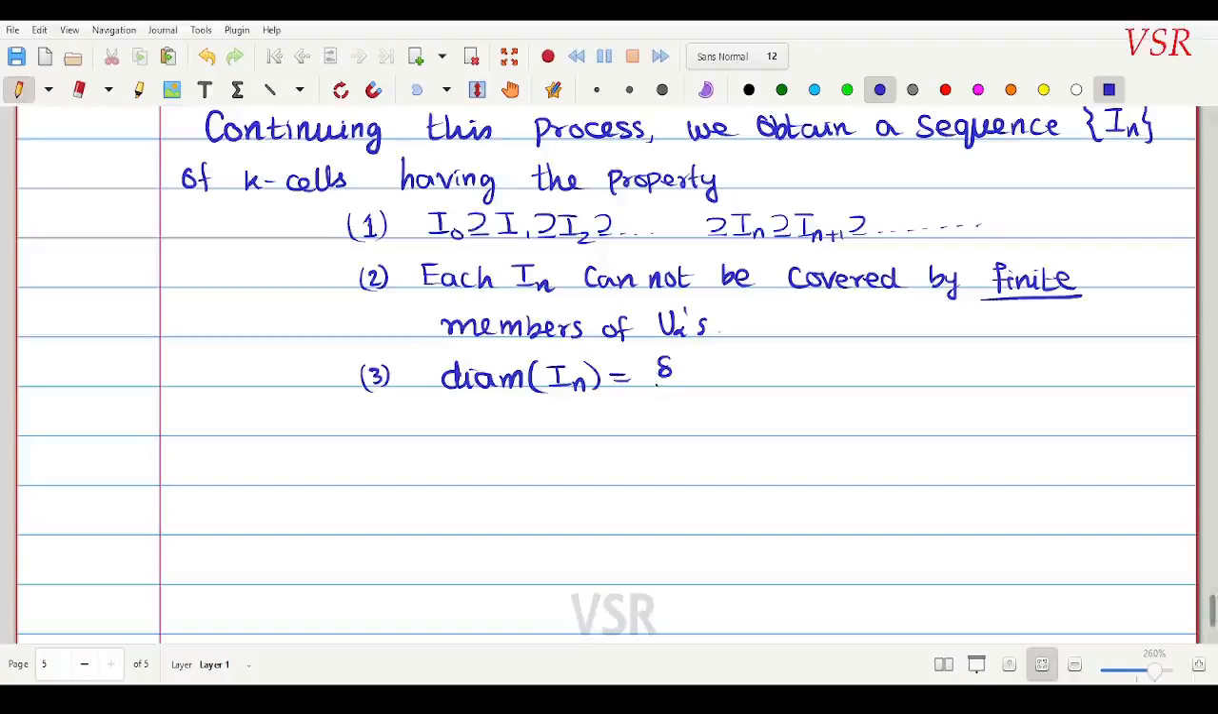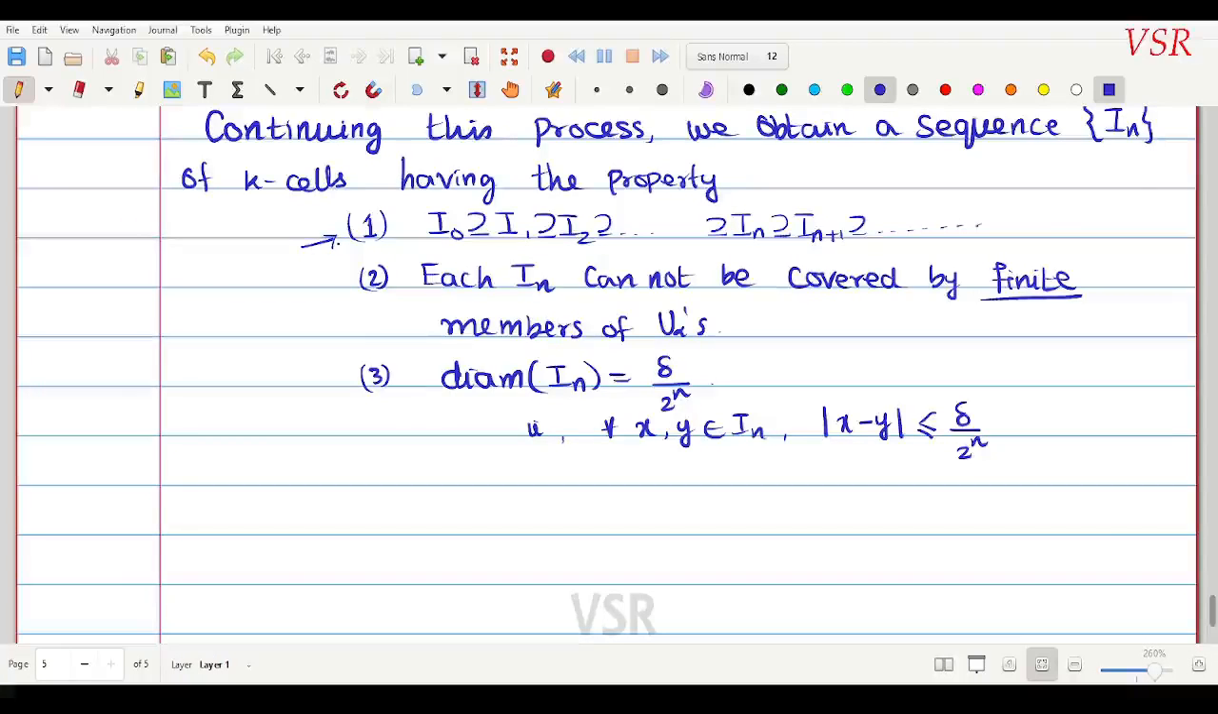That means for every x, y belonging to In, the distance between x and y is less than or equal to delta divided by 2 to the power n. So these are the 3 points we are having. Okay, so now, with this condition we can apply theorem 1.